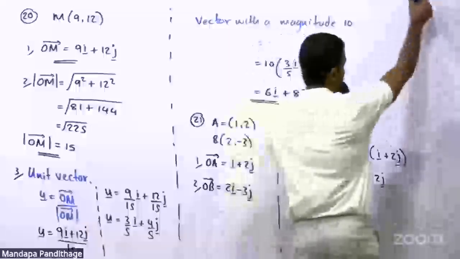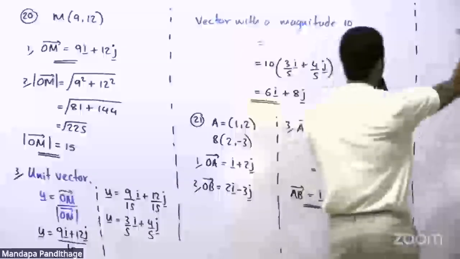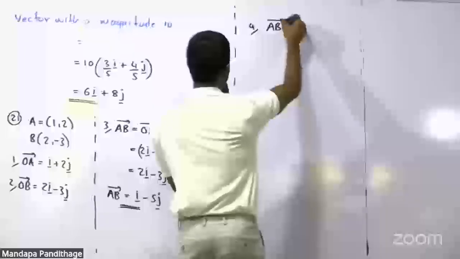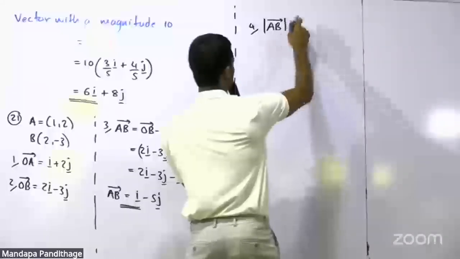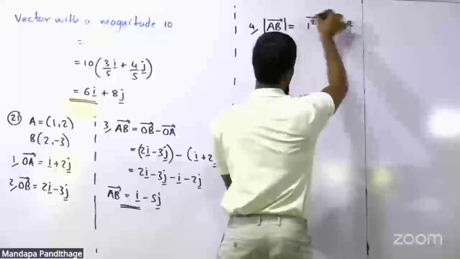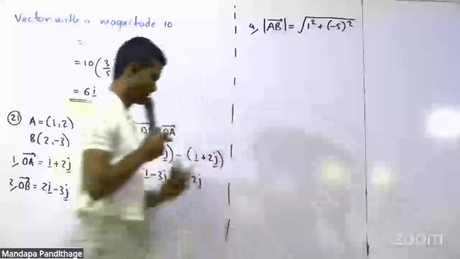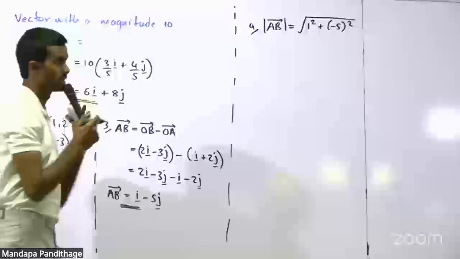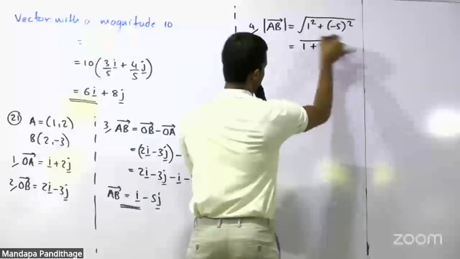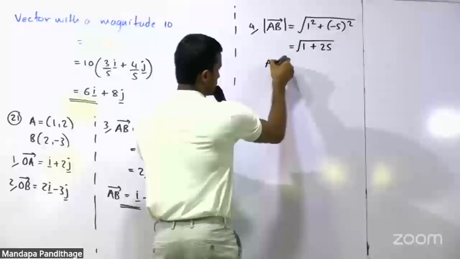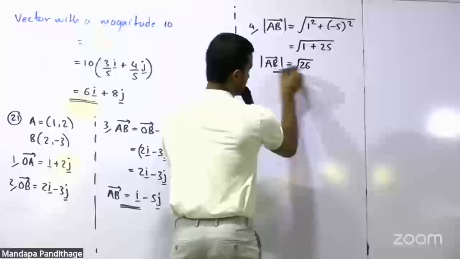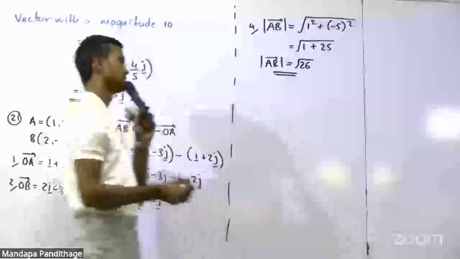Then the magnitude of AB is equal to the square root of 1 squared plus minus 5 squared. There's no use of taking the minus because here the coefficient is 1 and it's minus 5, and I know when it squares, I'm ending up with the same positive ones. So the magnitude of AB is equal to root 26.